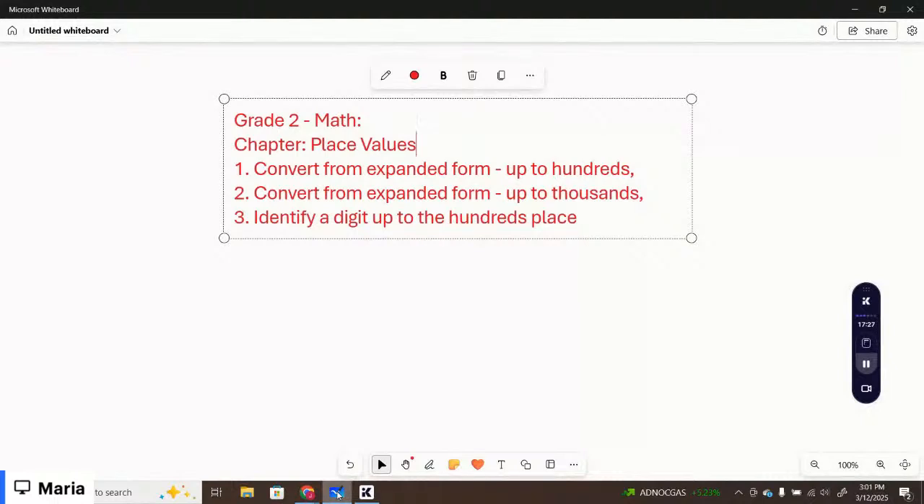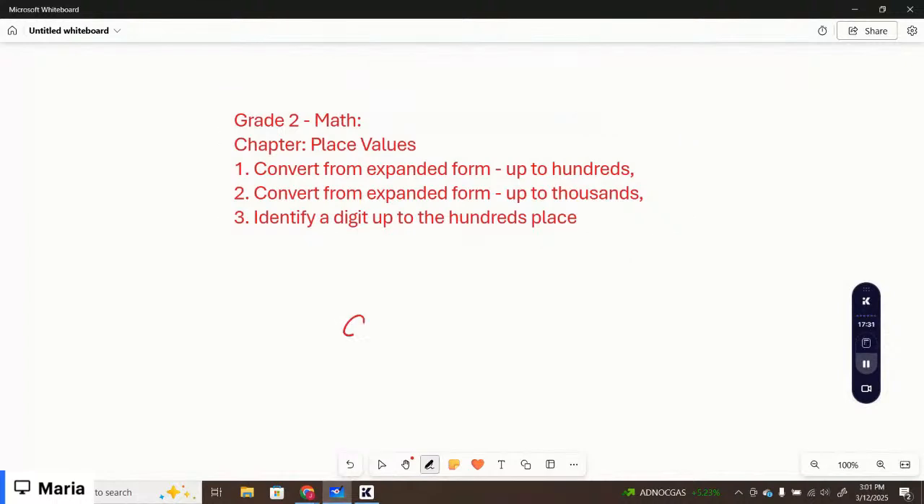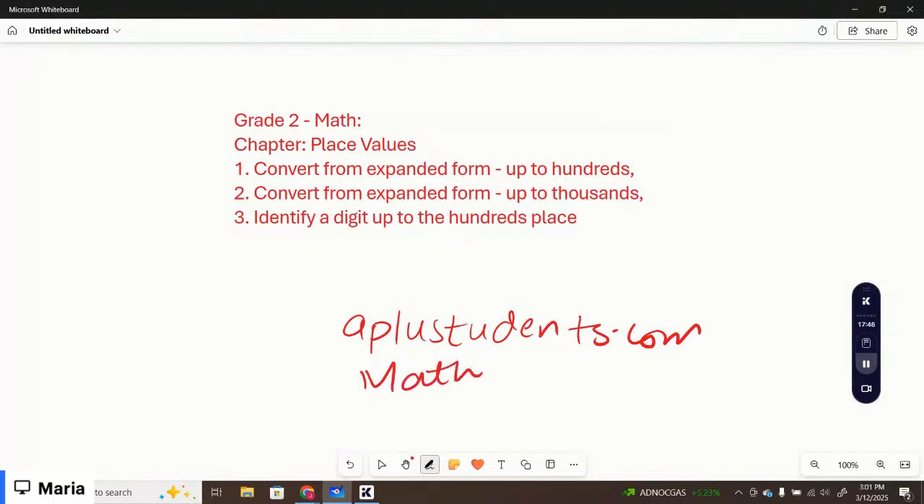You can find all the lessons on students.com. You have to log in there using your email address and password as provided by the administrator. Then you have to select math from the subject tab, scroll down to grade 2 math, and then click on view all lessons.